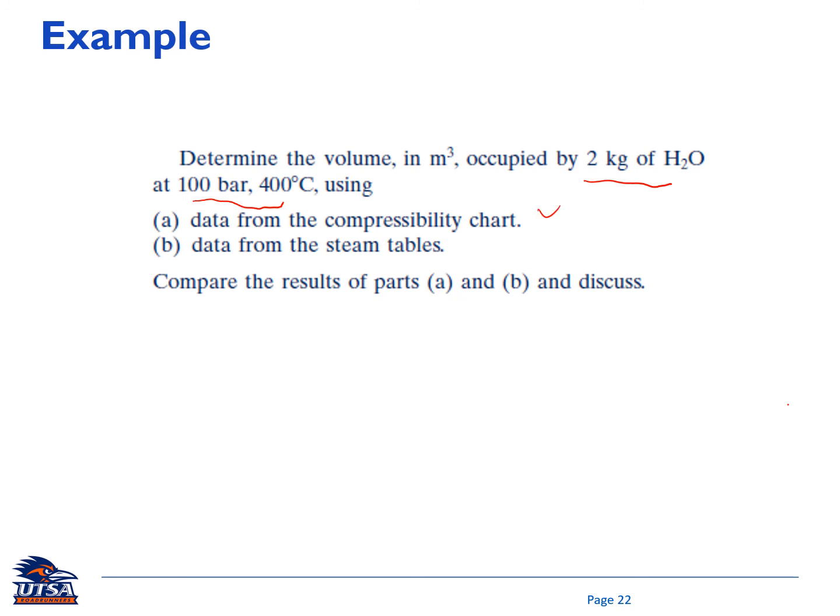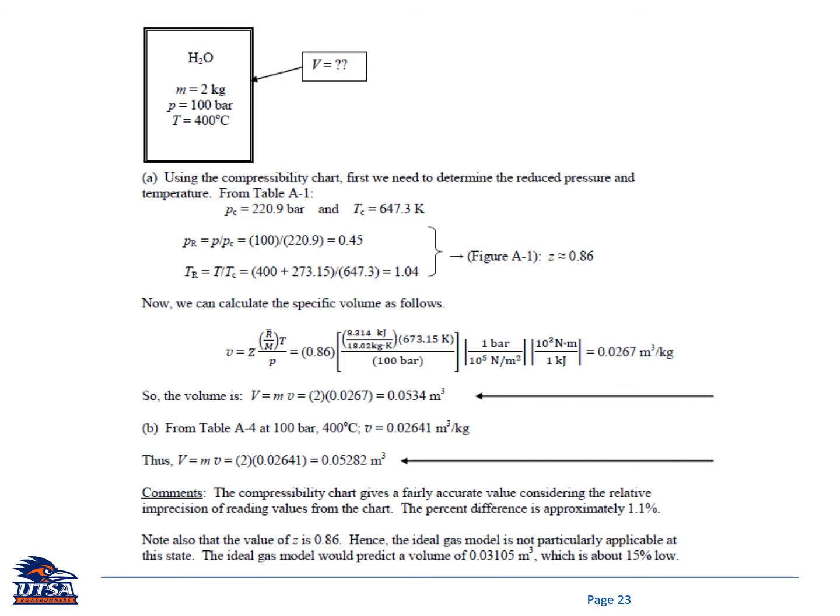First, we need to use a compressibility chart, and second, we need to use a steam table. Okay, steam table. So, we have this system, and once again, you need to follow the steps: what is known, what you need to find out, and then the solution, where you formulate the engineering model or assumptions, and then go to the solution.